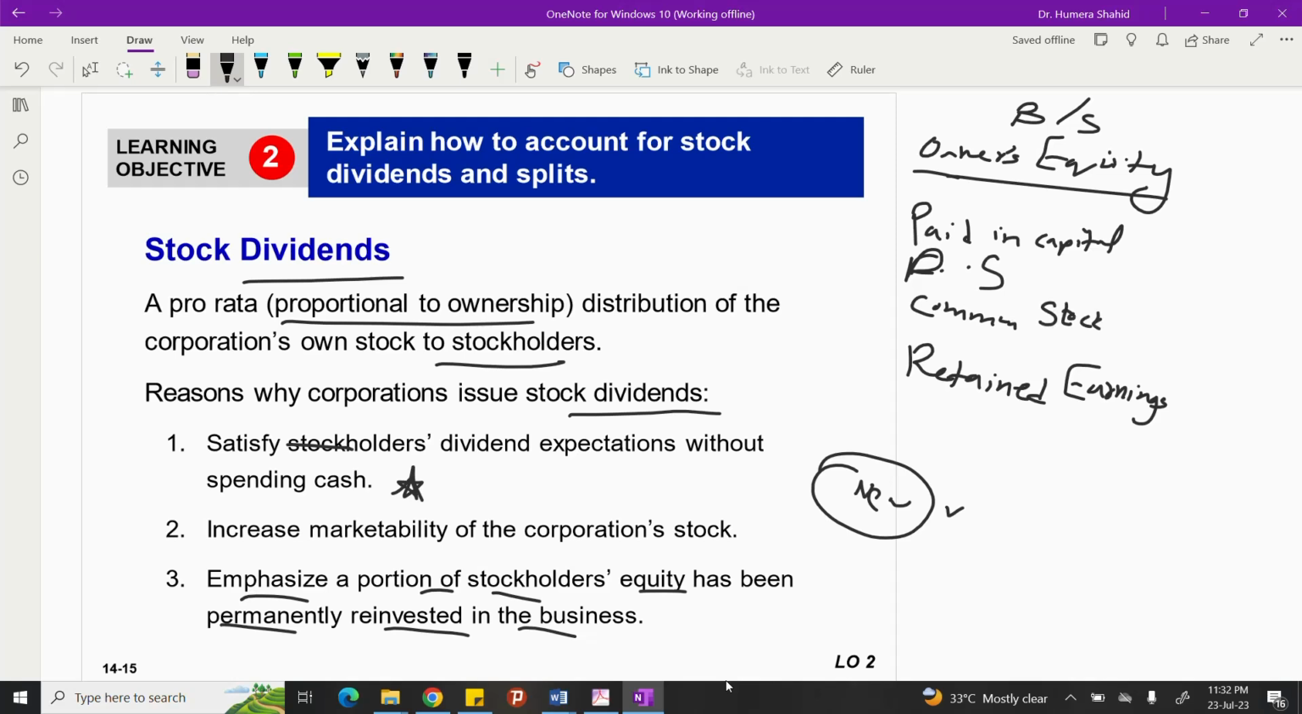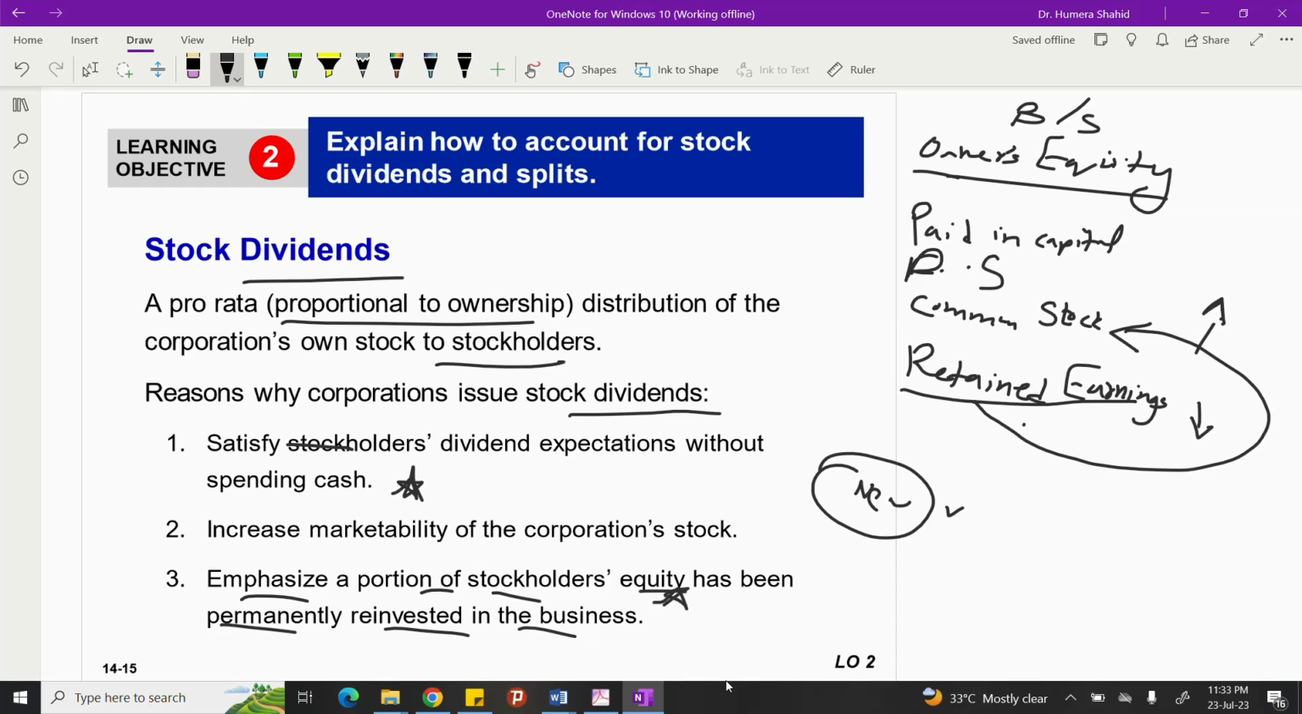Now, when company will issue the stock dividend, new shares will be issued, right? So on one side, stock dividend will reduce the retained earnings because the dividends are paid out of the retained earnings, right? So on one side, stock dividend is going to reduce the retained earnings. On the other side, common stock is going to be increased. Why? Because new shares will be issued. So one part of the owners' equity section is going to be permanently reinvested in the form of common stock. This is what they are trying to explain here.